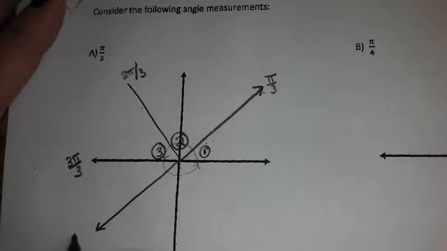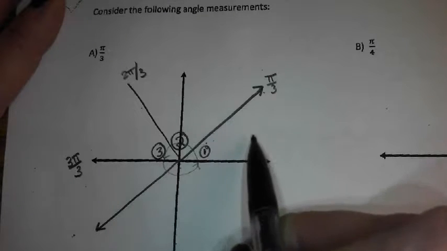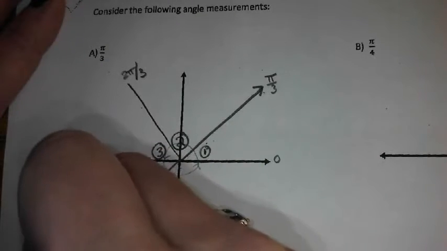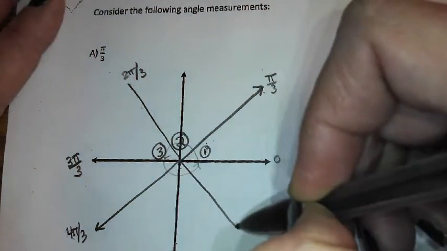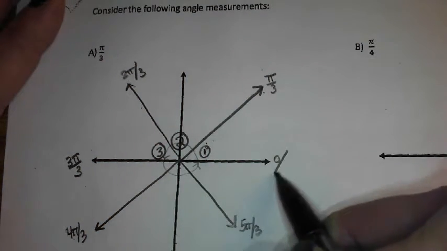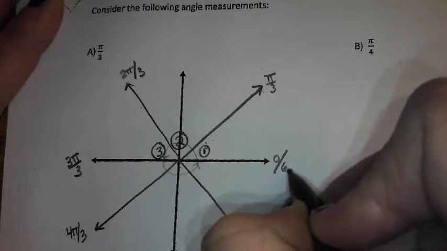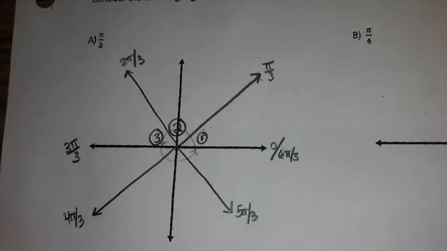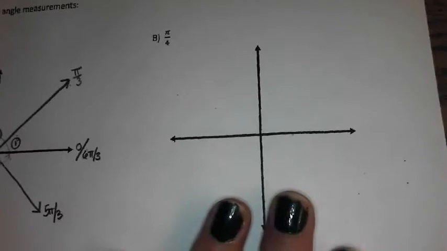How would I label that if I continue counting? 4 pi over 3. Then this one extended is going to be 5 pi over 3. And then this one is going to be 6 pi over 3, which, when you reduce that, is obviously the same thing as 2 pi. And hopefully by now we know 2 pi is a full circle. Yes? Okay.